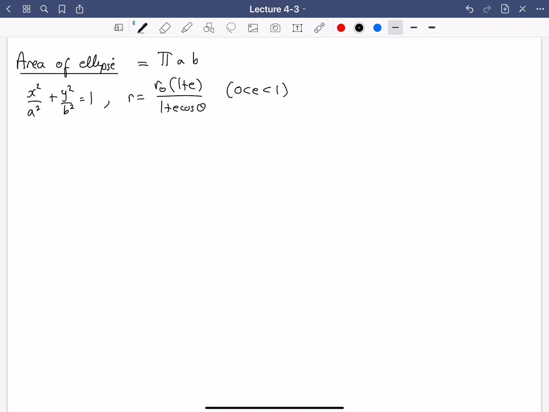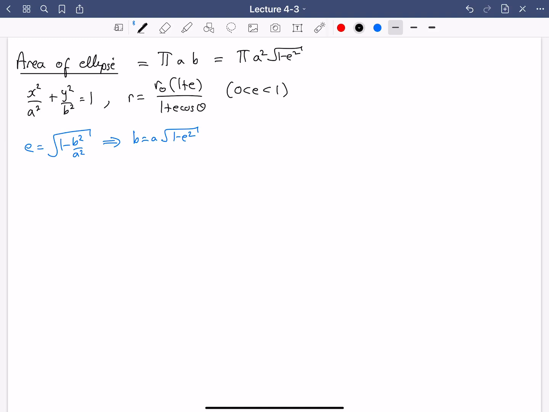Right, so we've had this form recently, and what I had to do when proving Kepler's third law was translate the pi a b formula into a formula in polar coordinates. So we needed to know a little bit of stuff. We needed to know that the eccentricity was the square root of 1 minus b squared over a squared. And from that we got that b was a root 1 minus e squared. And so from there I got that actually the area was pi a squared root 1 minus e squared.